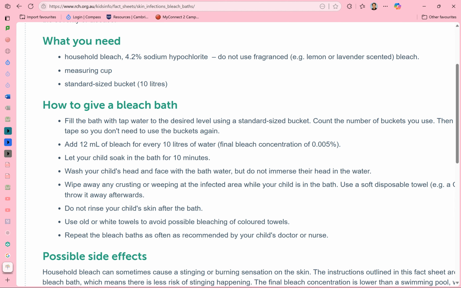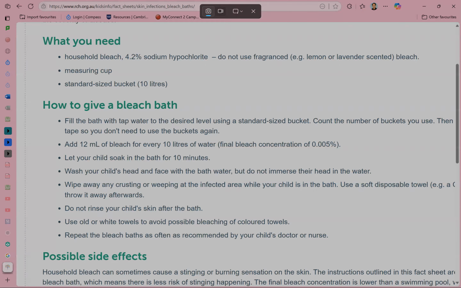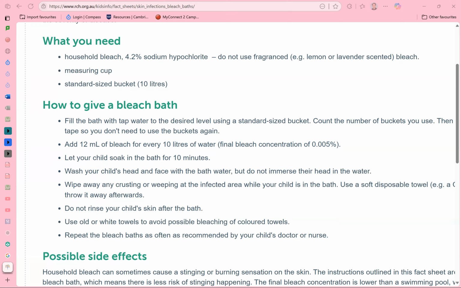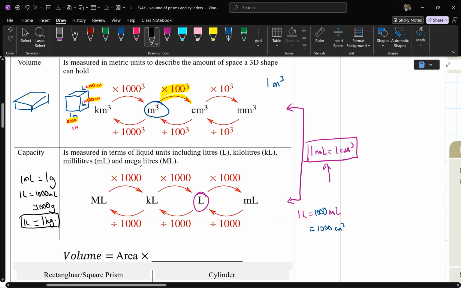Bleach bath means that you put in bleach, literally, but there is a concentration that they want you to have. The concentration is about 0.05%. For the general public, 12 mils for every 10 litres is much easier to understand. That's what they recommended on the video call. My wife went onto the website, did a bit of research, and we found that information there, so I took that, and here's the problem.